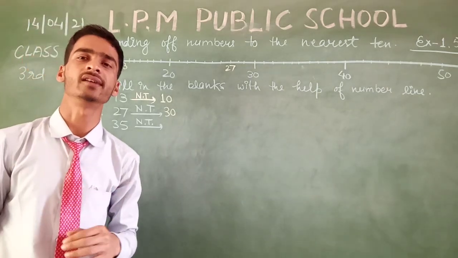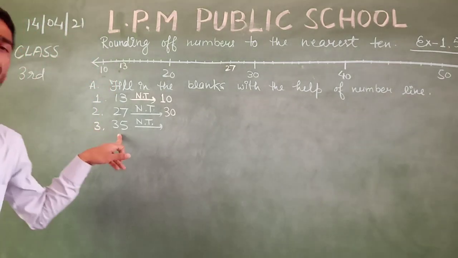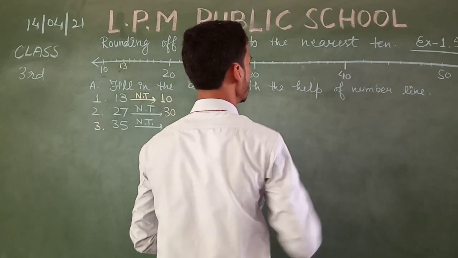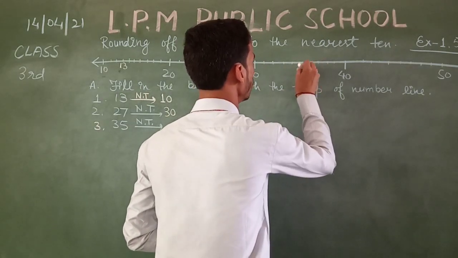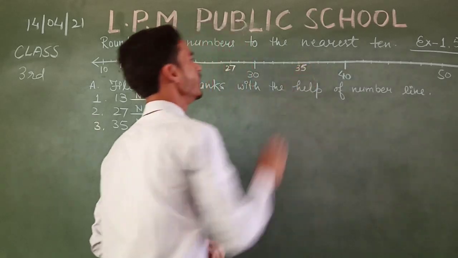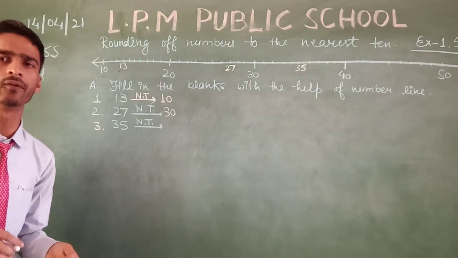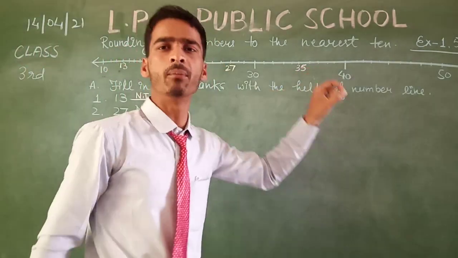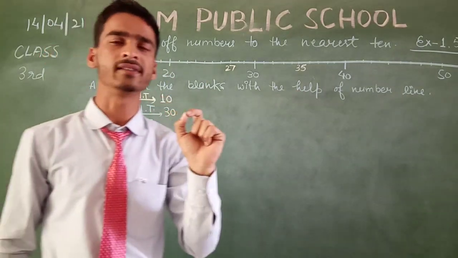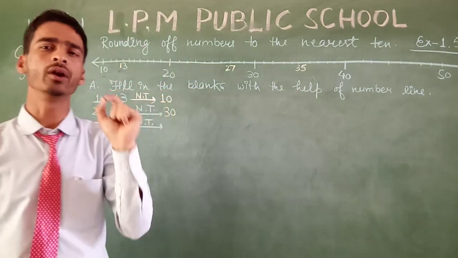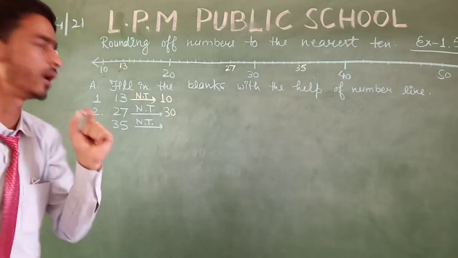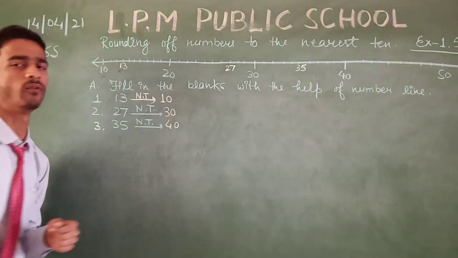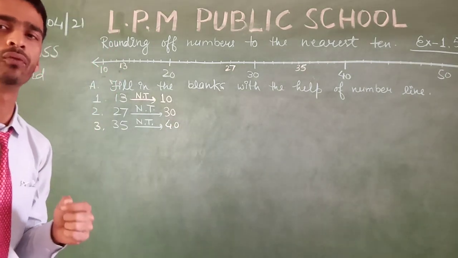So 35 is exactly between 30 and 40. We know that if a number is exactly between two tens, then it is rounded off to the higher 10. So it will be rounded off to 40. So 35 is rounded off to 40.